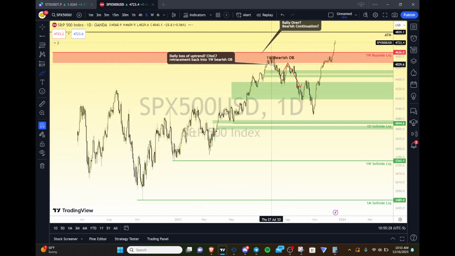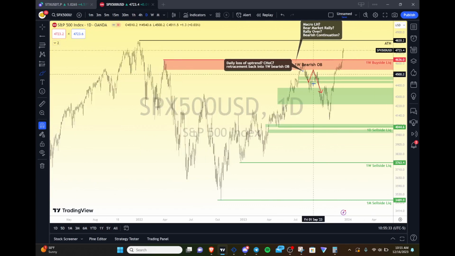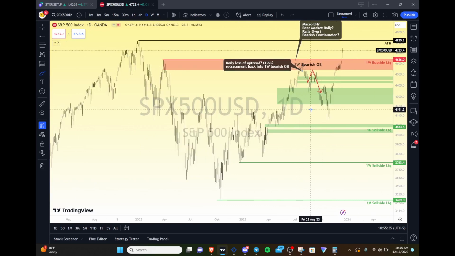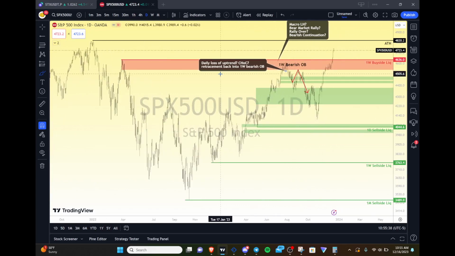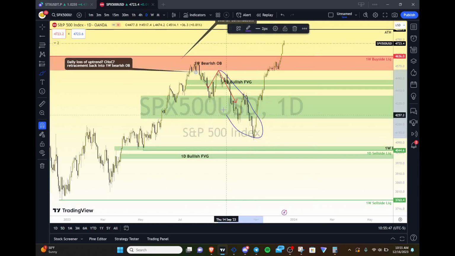So here's a good example of exactly my thinking here, right? So I left some notes as I was building out the chart for the S&P. So like daily loss of uptrend, change of character, retracement back into the weekly bearish order block. That's exactly what we got here. And then we had a nice retest of that order block and then pulled back down. So very similar behavior to the Dow here.